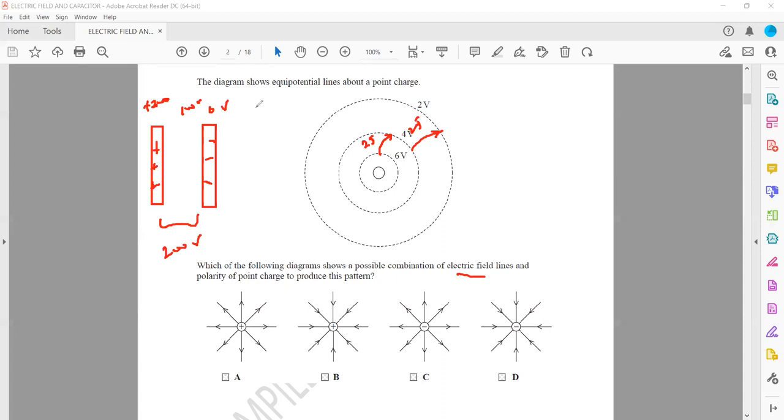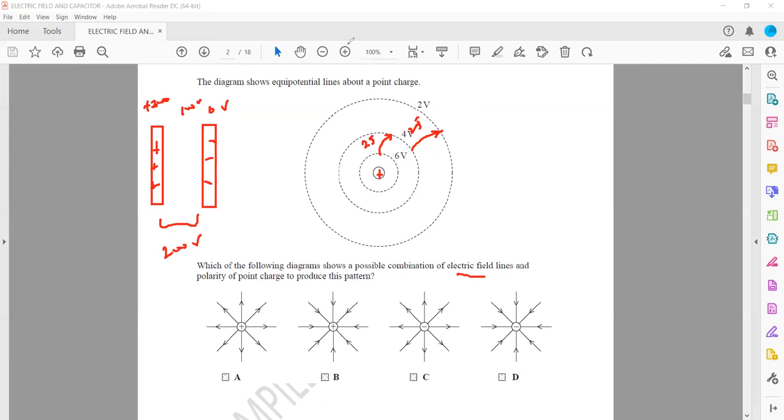Because the potential is decreasing, what should the charge be here? It means this should be a positive charge, because when we move away from a positive charge, the electric potential or voltage decreases. If it was a negative charge, it should be the other way around. Here we would have 0, then the numbers should increase if it was negative. So it must be a positive charge.